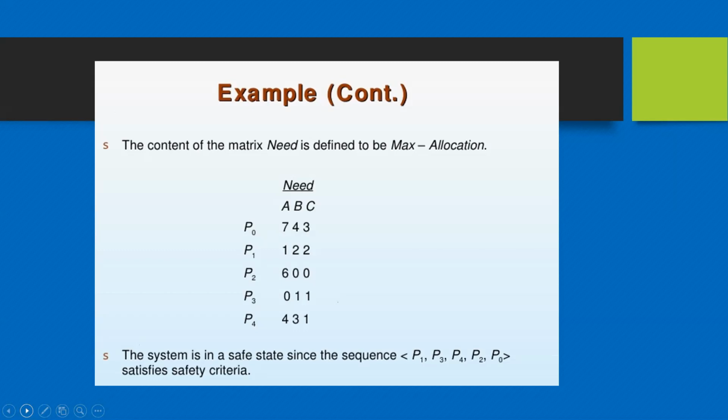The system is in a safe state since the sequence of processes P1, P3, P4, P2, P0 satisfies the safety criteria. If the order of processes is changed in scheduling, that is not acceptable. So the order of processes is also important to say if it is helpful or not.